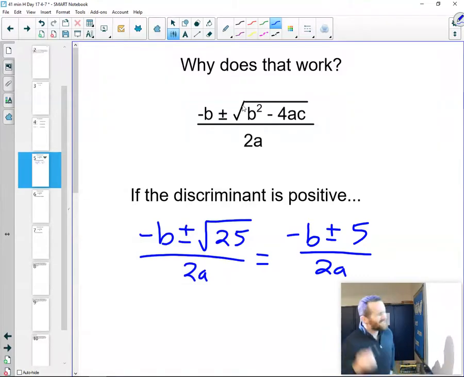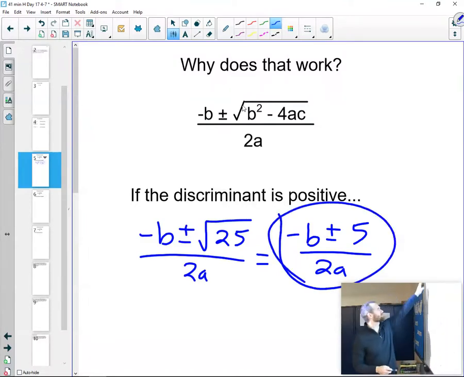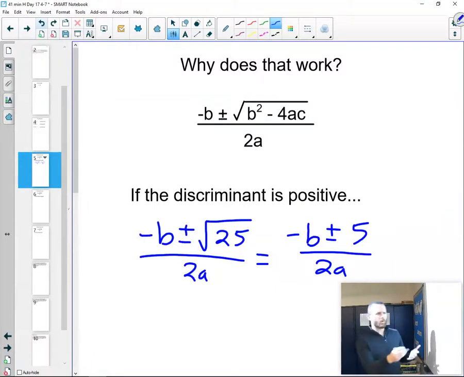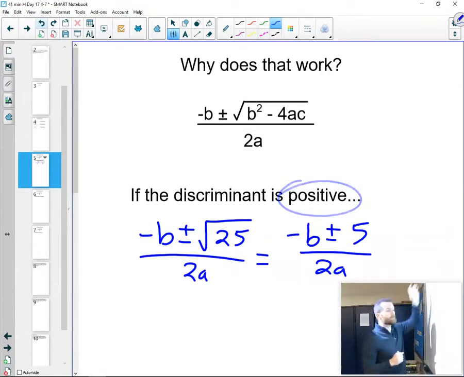So if the discriminant is positive, then we should get two real solutions here. Why is this going to give us two real solutions? It's right here with the plus or minus. We're going to have to add 5 and subtract 5. When we add 5, we get one real solution, and when we subtract 5, we get a second real solution. That's why when the discriminant is positive, we end up with two real solutions.